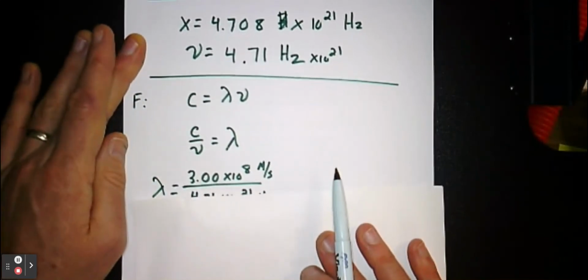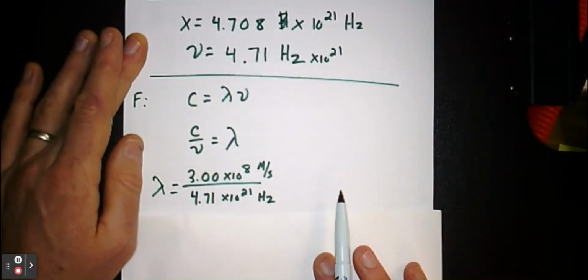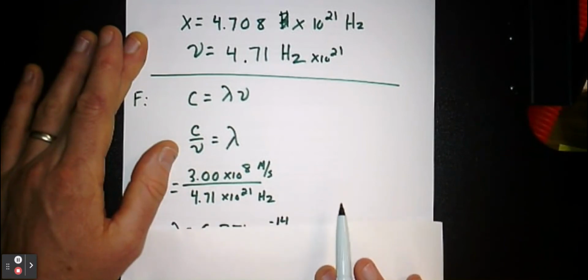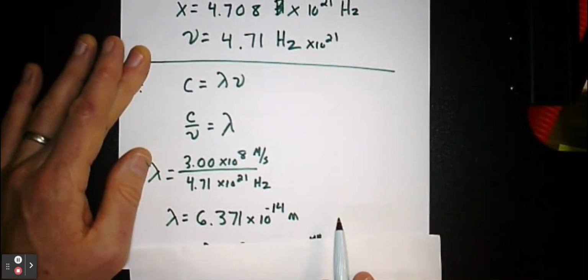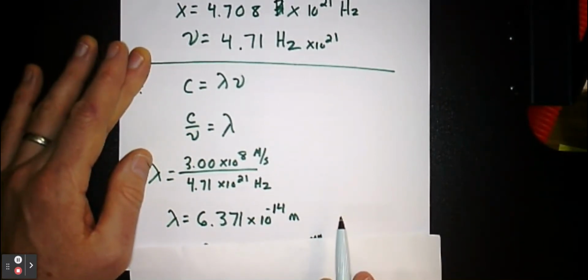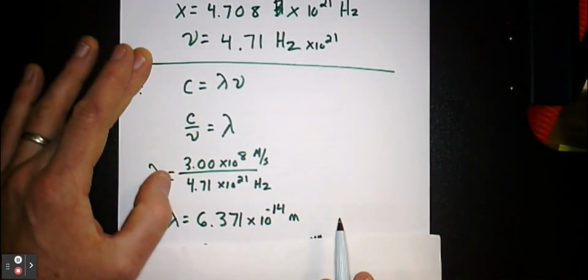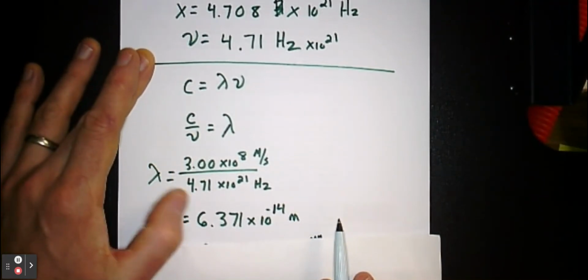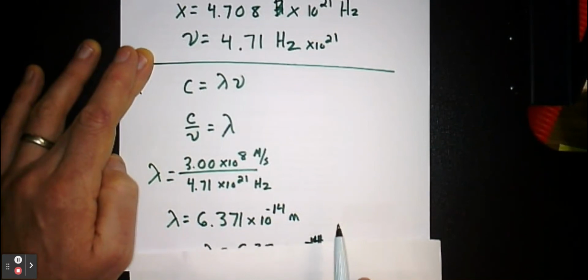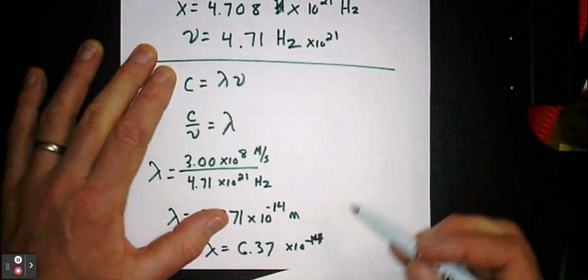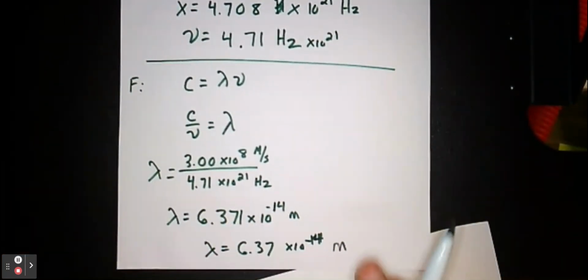I substitute in, I get this, and then I divide and get that number. Then I would round. These each have 3 sig figs, so this would be 6.27 times 10 to the negative 14th meters. Okay, and that's how I would do it.